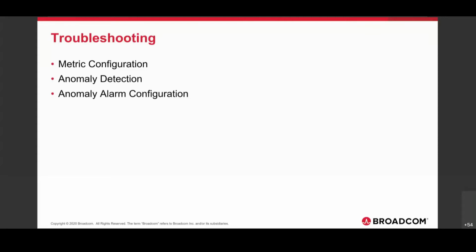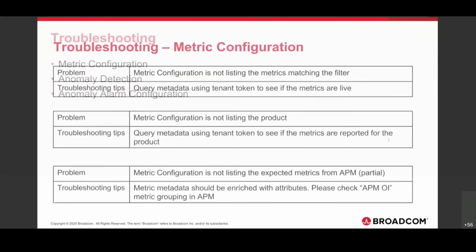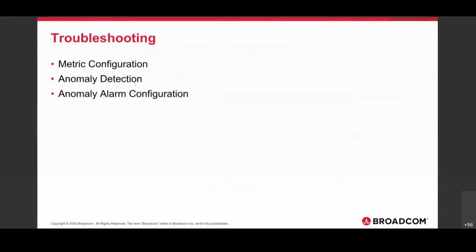I'll go over some of the troubleshooting steps that we commonly see, even during our performance testing or functional testing, and we'll go over each of those items. So probably under three sections: metric configuration, anomaly detection, and anomaly alarm configuration.